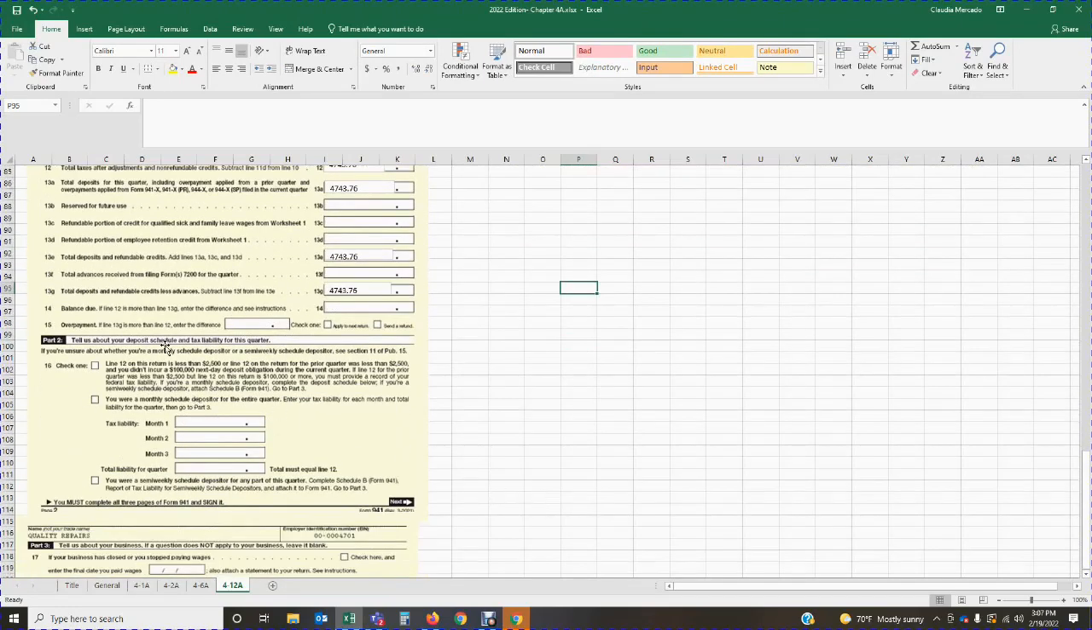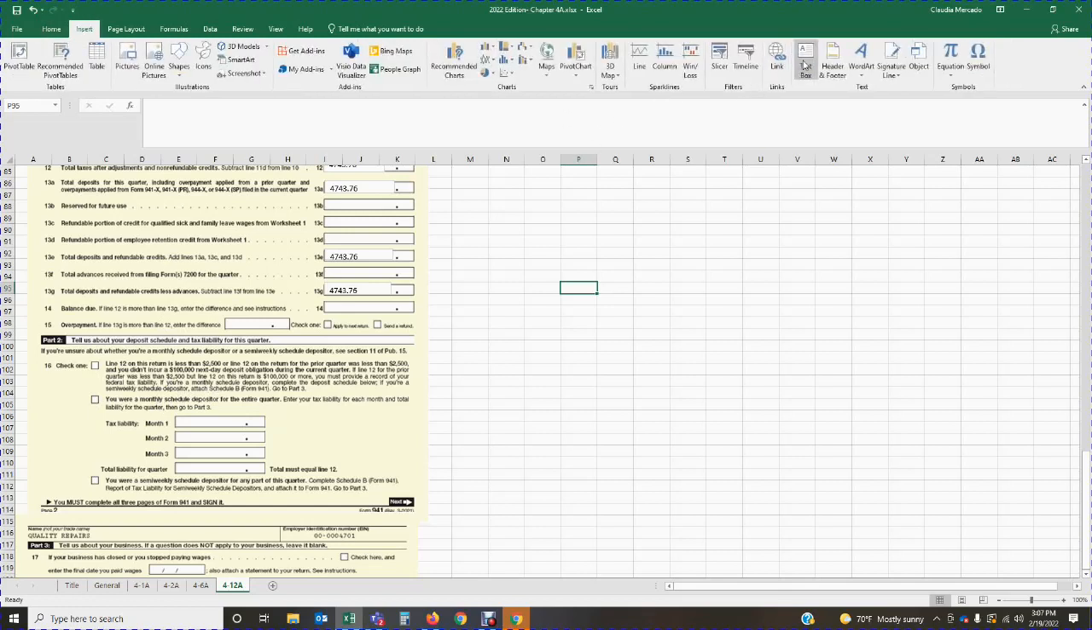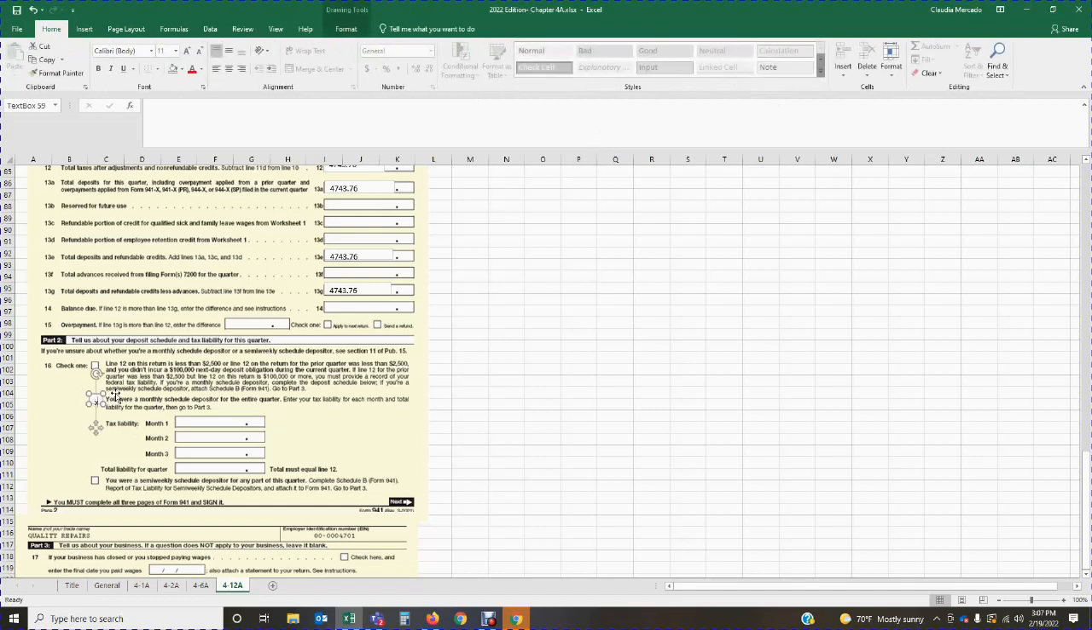Down here on part 2, we have to check one of the two options that we have. The problem stated that we were a monthly scheduled depositor. So we're going to go ahead and select that box. Okay, so we're selecting that box that you're a monthly depositor.